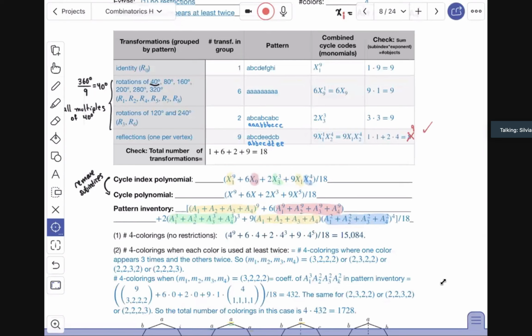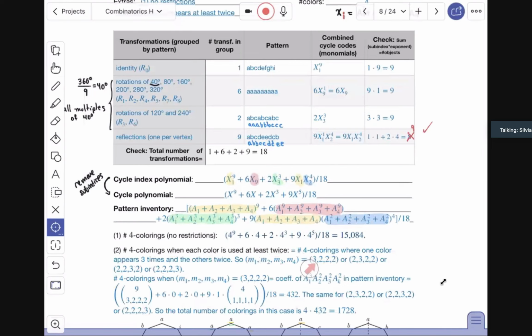Each color needs to appear twice, so there's one color that appears 3 times and 3 colors that appear twice. So this is what I was saying, right? The M1, M2, M3, M4. Imagine that I told you there must be 3 blue ones and 2 red, 2 green, 2 yellow. If I say that, then it's just going to be one of these terms.